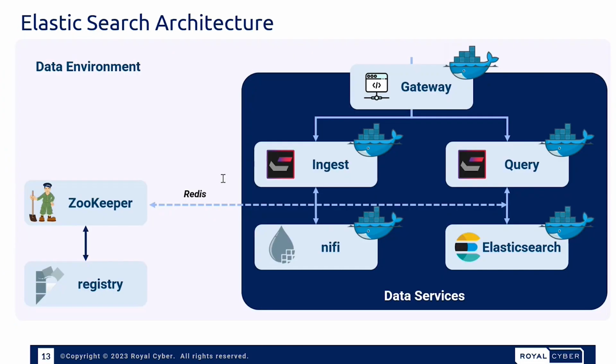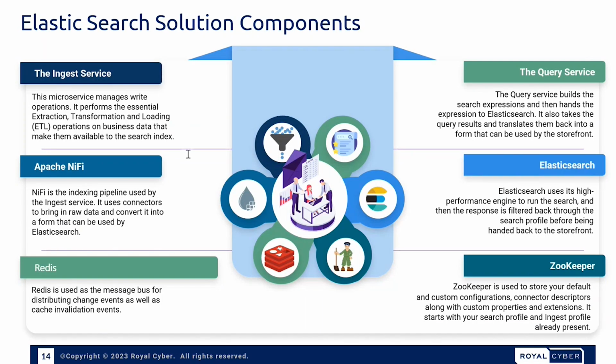This slide shows the basic architecture of an Elasticsearch-based solution. Let's discuss in brief the components of Elasticsearch. The first component is the ingest service. This microservice manages the write operation. It performs essential extraction, transformation, and loading, or ETL, operations on business data that make them available to the search index. The business logic behind the indexing lifecycle, which previously resided in the transaction server, is now managed here.